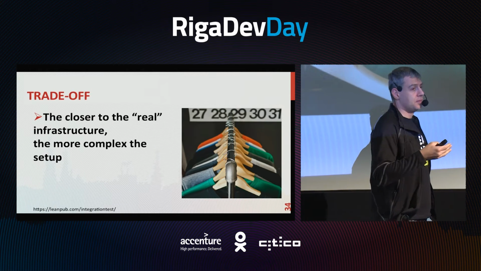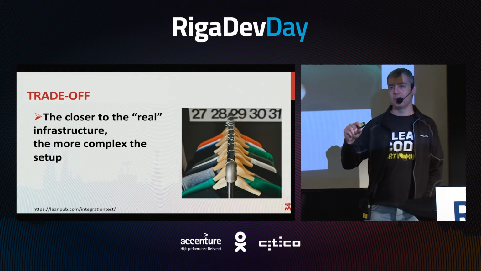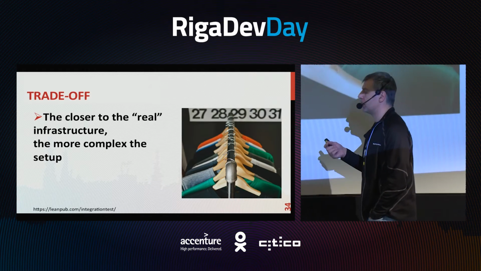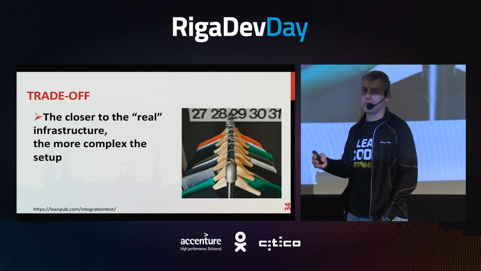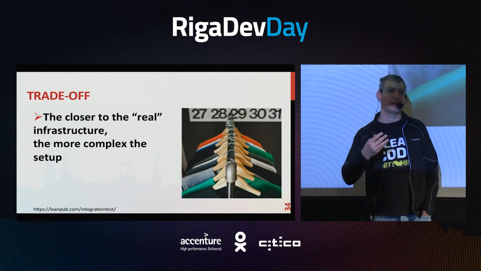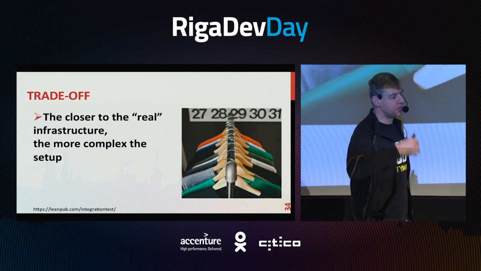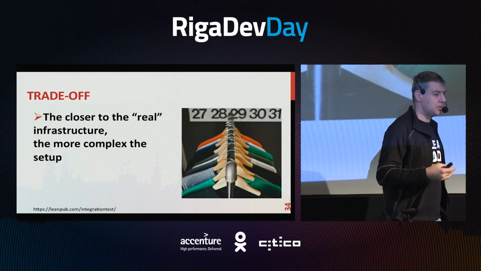The closer you are to the real infrastructure, the smaller the gap is, then the harder it is to set up. If you are using an in-memory database and you can manage it inside your code, it's quite easy. But if you want to use a dedicated schema, probably you will have to configure stuff in your code and in your Maven POM to do that.